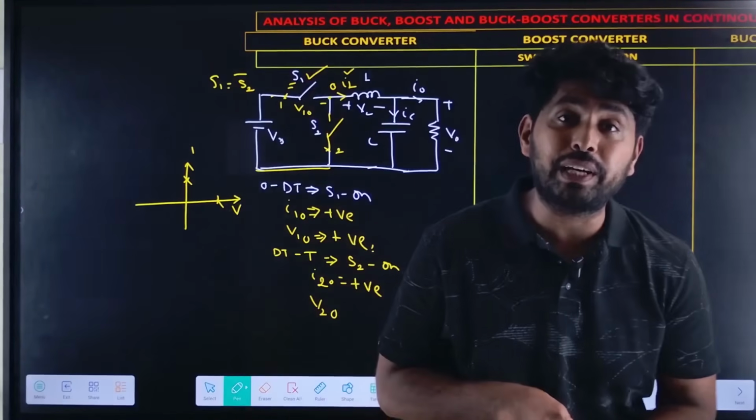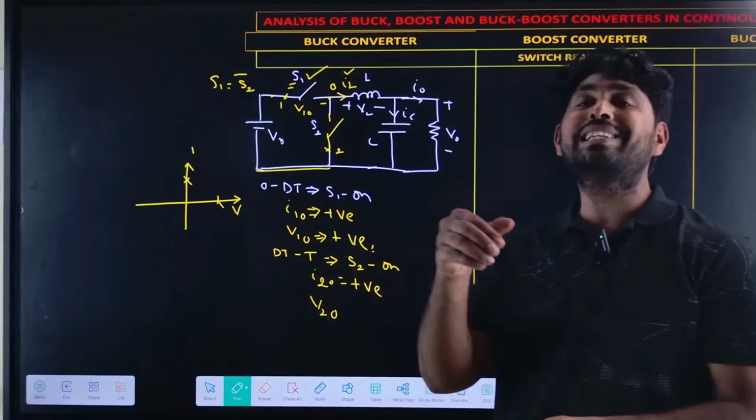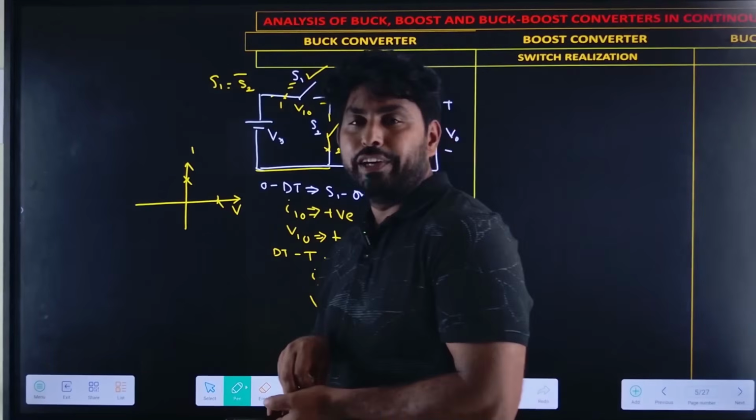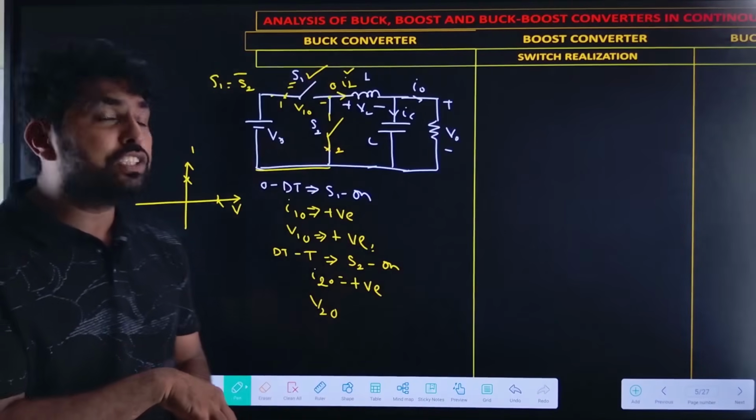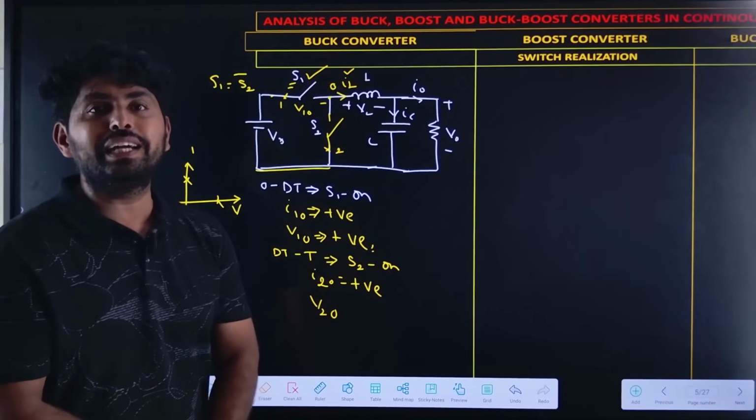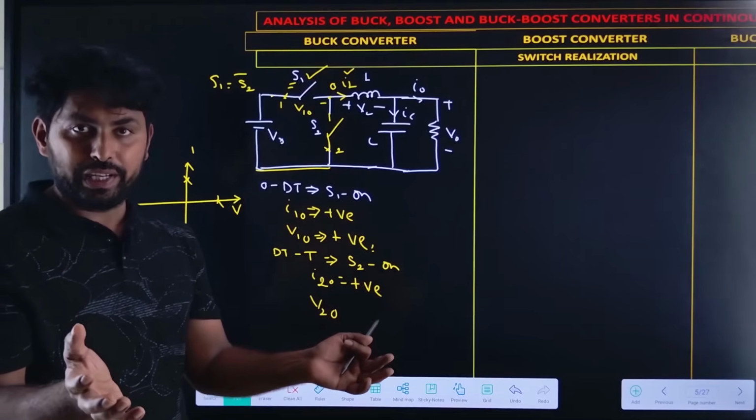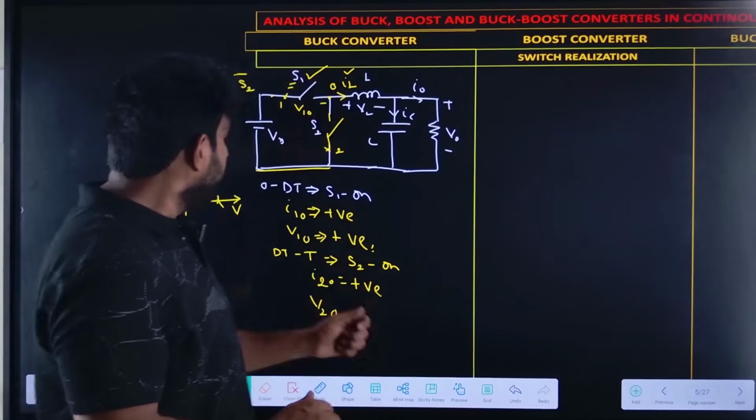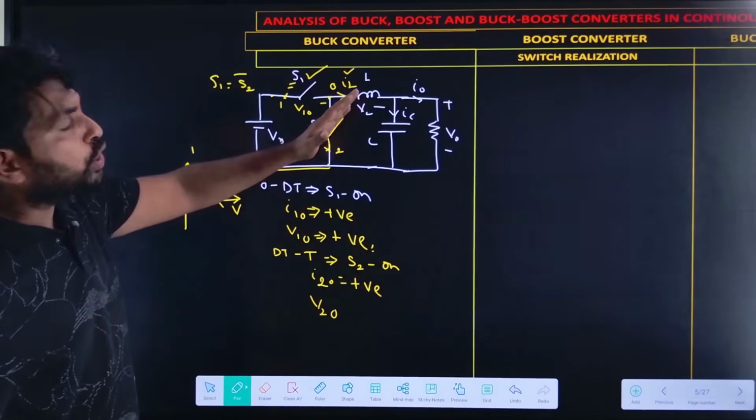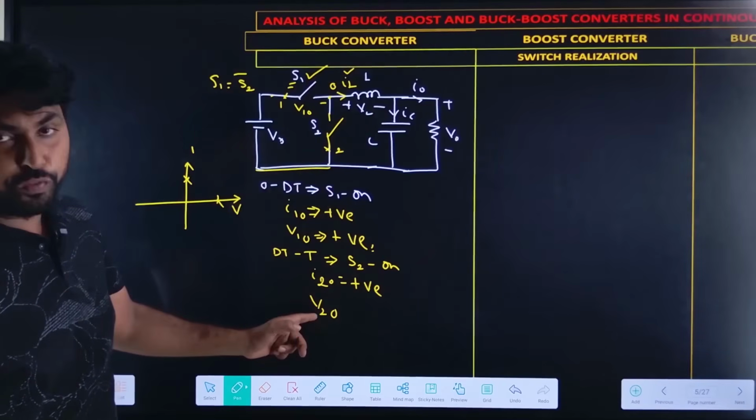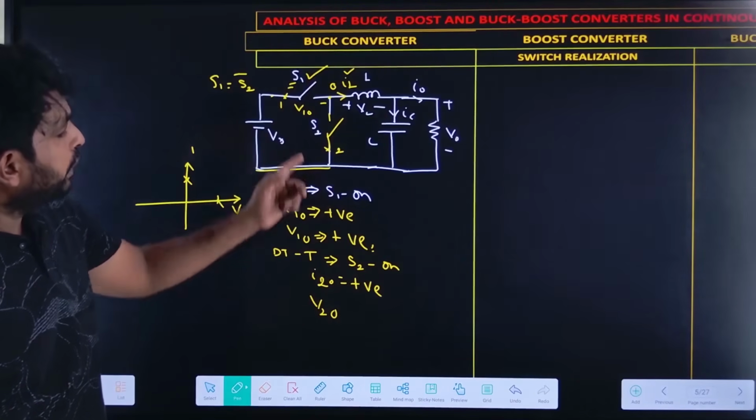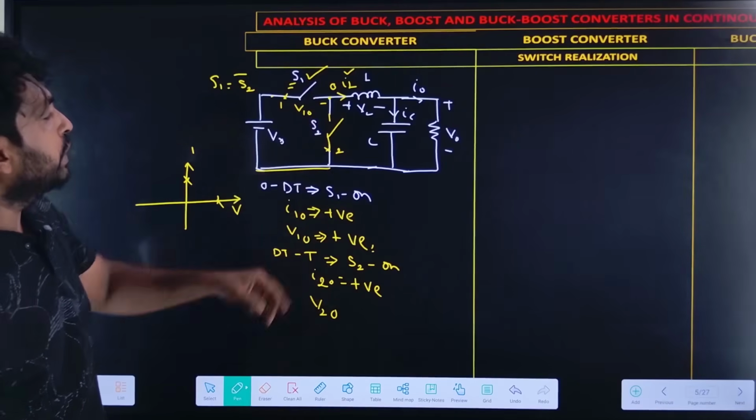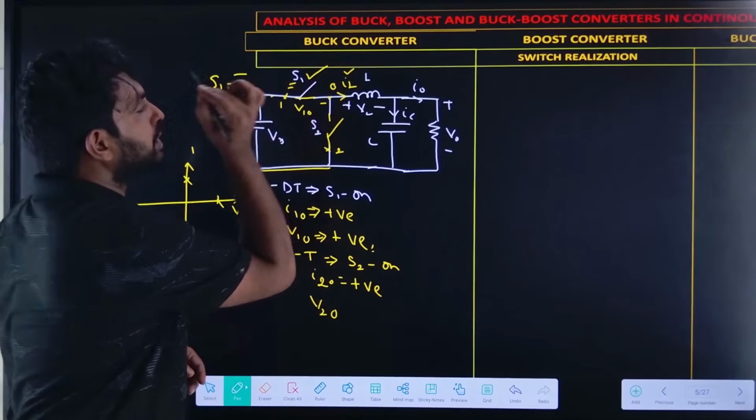V20 is the voltage rating of the switch. How can we find the voltage rating? During the off condition of the switch, how much voltage it can withstand is equal to V20. So we need to turn off the switch S2 to find V20. During that time, S1 is in the on condition.